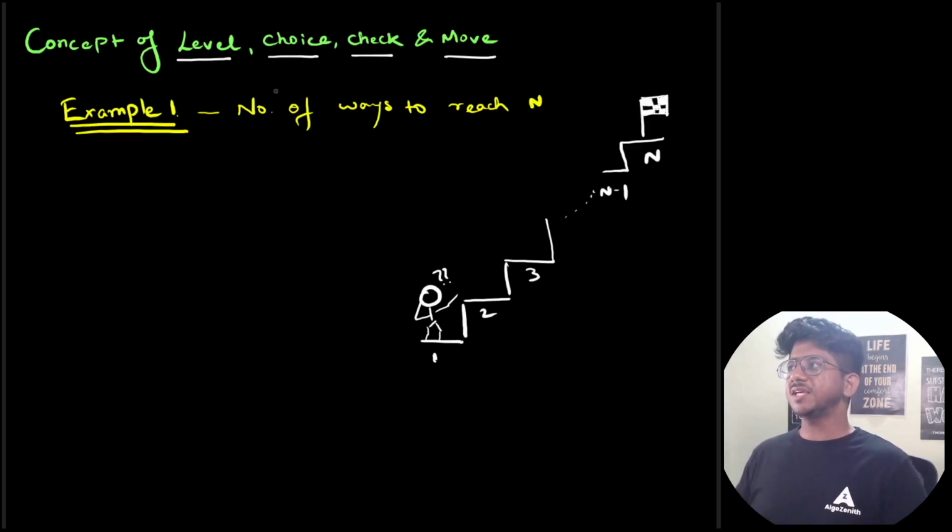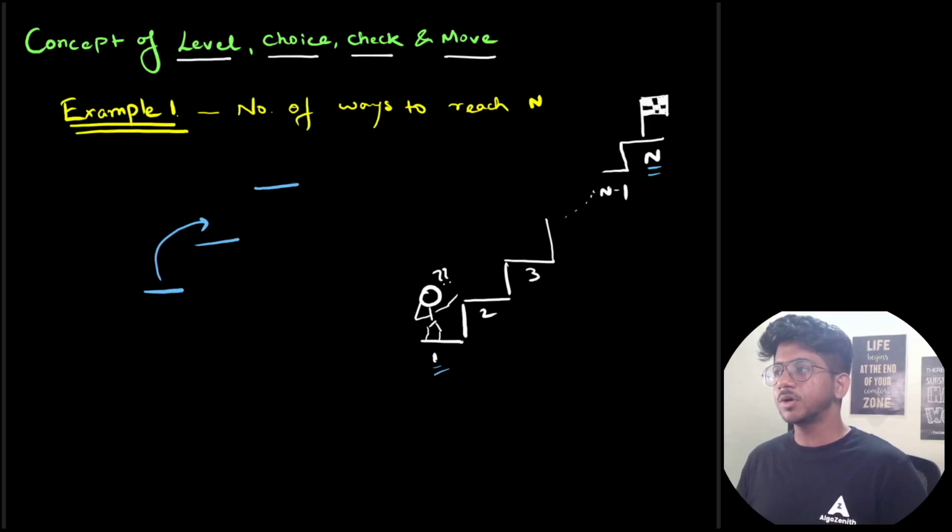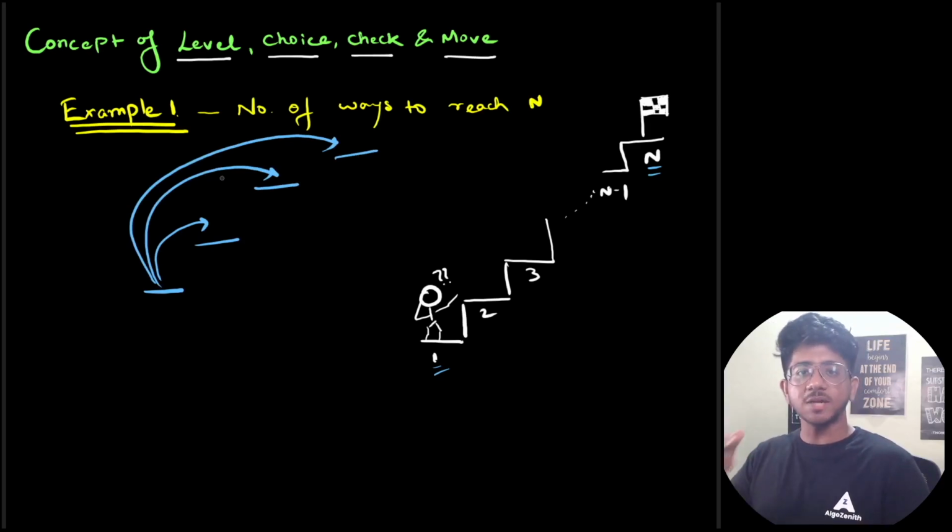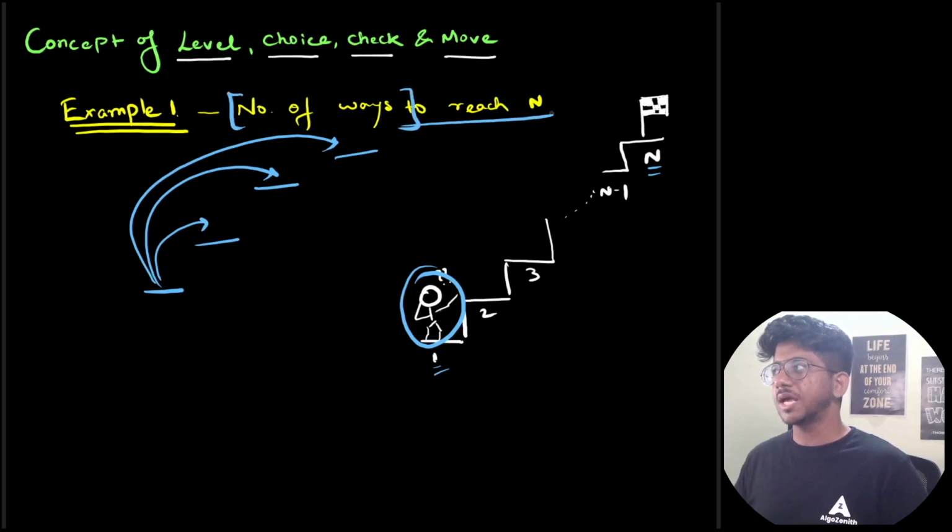So let's take a very classical problem. The problem that we're going to take is there is a person standing at stair number one, and he has to go to stair number n to win, right? And he can climb one step, two steps, three steps. So from any particular step he's standing on, he can go one step up, two steps up, three steps up. He can jump one step, two steps, three steps, right? That's the options that the person has, okay? You have to find the number of ways to reach n.